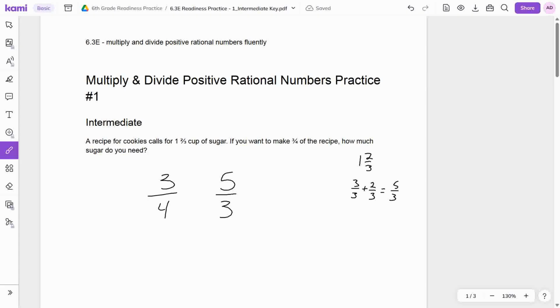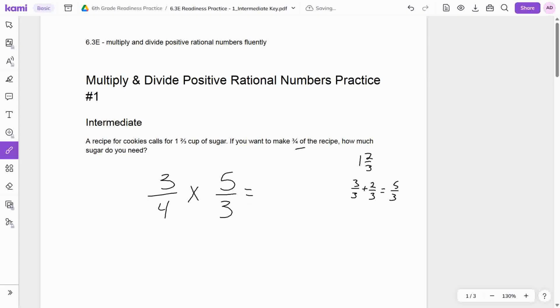So if I want to make 3/4 of the recipe, that's one of these words that gives us a signal that we're probably thinking multiplication. We want to do 3/4 of something. So then we are going to multiply 3/4 and 5/3. The only thing I know is that if I'm taking a fraction of something, and I'm going to multiply it by a fraction, my product is going to end up being smaller because it's less than a whole. When you multiply by a fraction less than a whole, your product ends up being smaller than the other factor. So with multiplication, super easy.